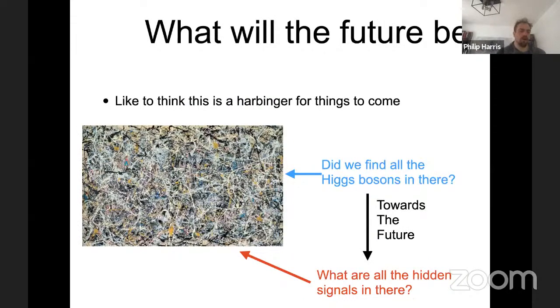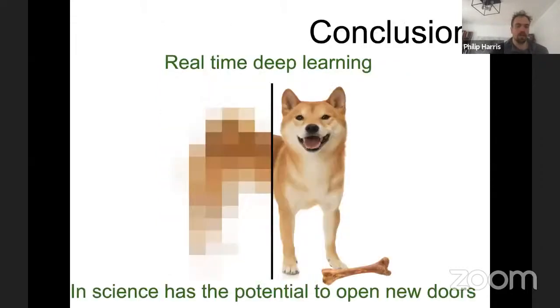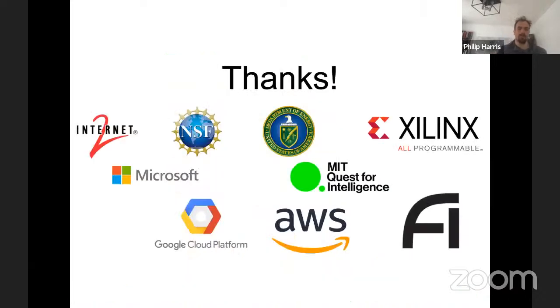So is this all? I'd like to think this is a harbinger of how we might do analyses in the future. I can look at something and just ask it to look, broadly speaking, for Higgs bosons or anything that looks like a Higgs boson, or you know, something else, right? Maybe there's something else hidden in the data. And then the deeper question is, can we do this in real time? So in summary, deep learning and real-time deep learning is opening the field to many new and exciting things. So thank you.